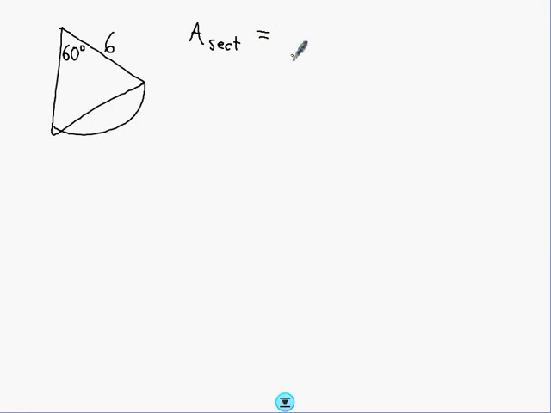Use our formula, n over 360. We've already figured out the measure of the angle, times pi. We know the radius is 6 squared. You can approximate this in your calculator, but hopefully you can see this is actually equal to exactly 6 pi. That's easy enough. Now we find the area of this triangle. It's a little bit uglier.